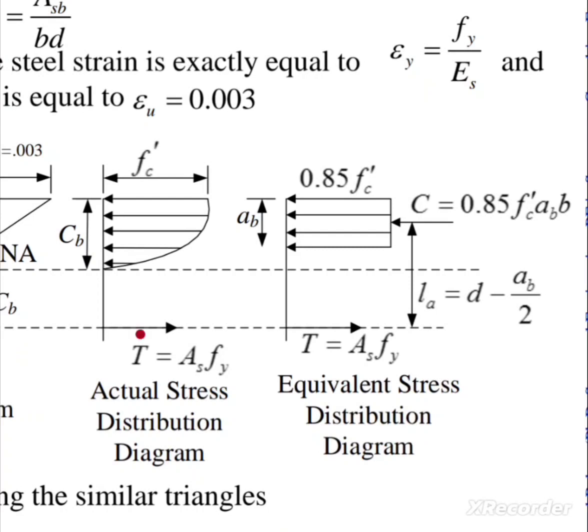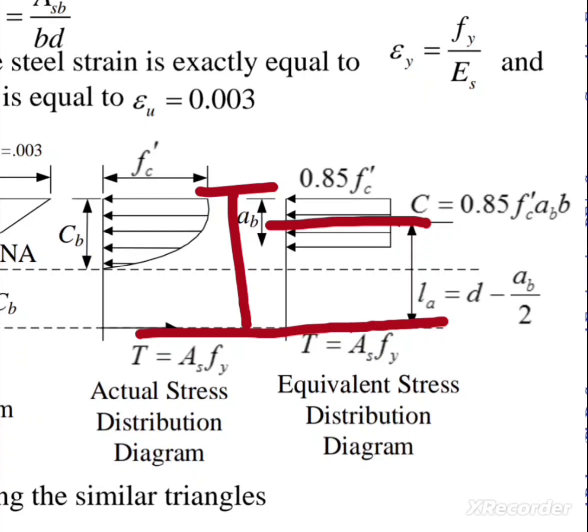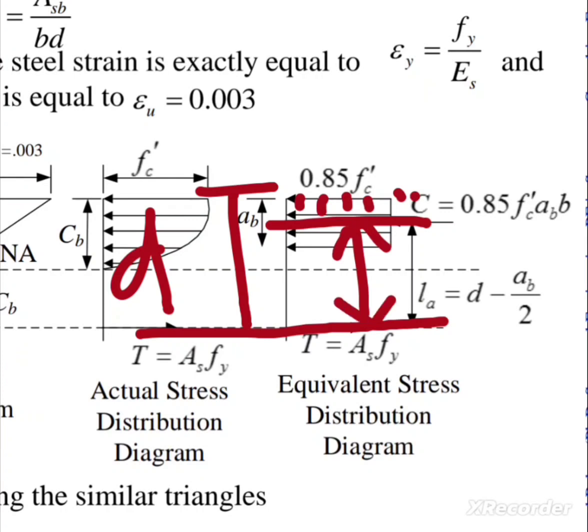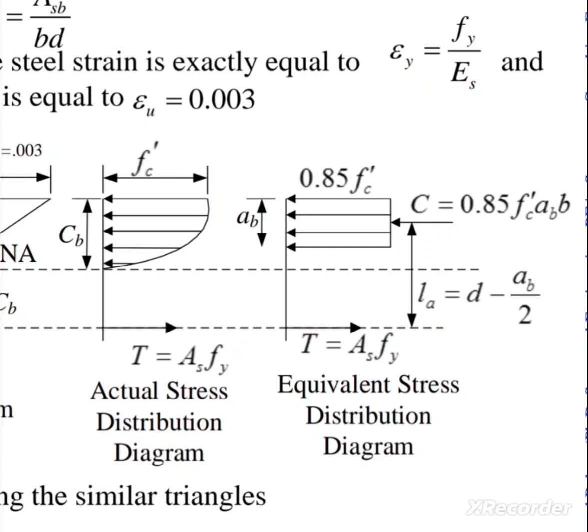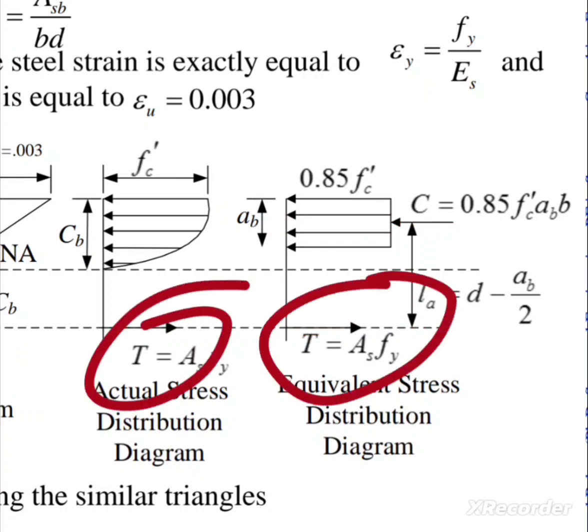Now we want to find the distance from the center of the steel to where the magnitude of the equivalent force acts. The overall distance from the center of the steel to the upper fiber is D. If I deduct this distance A by 2 from it, we get this distance, which will be equal to D minus A by 2. Remember, this is a very important result. And the other forces we can discuss similarly.